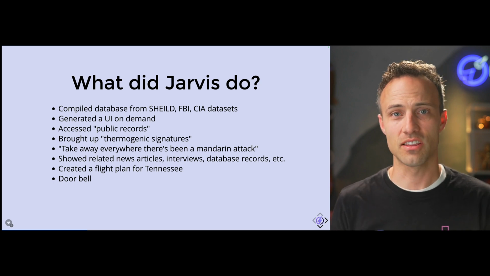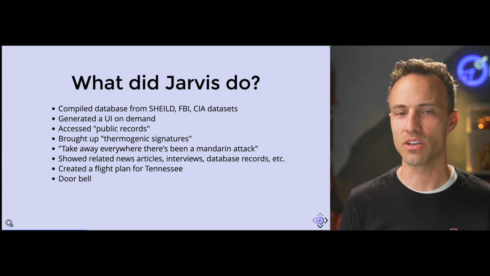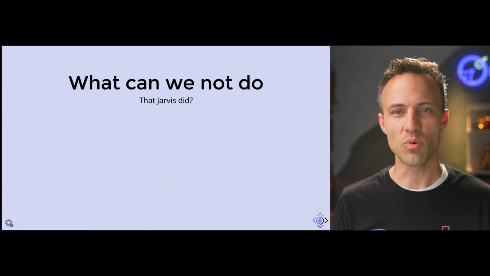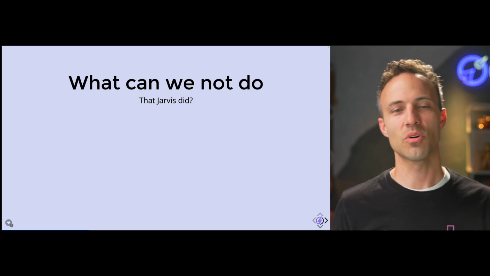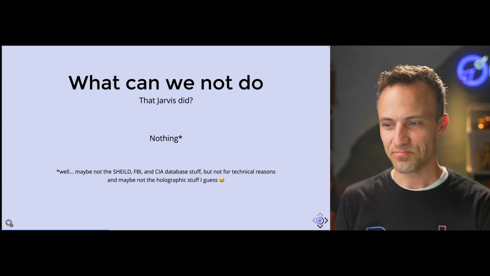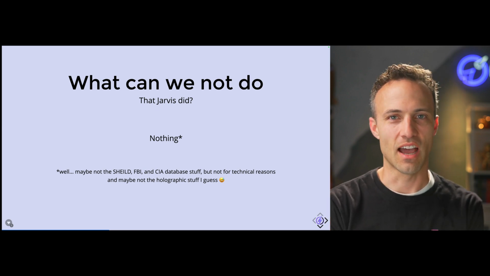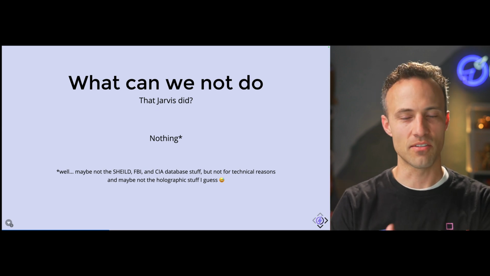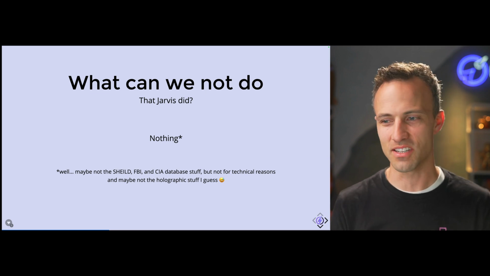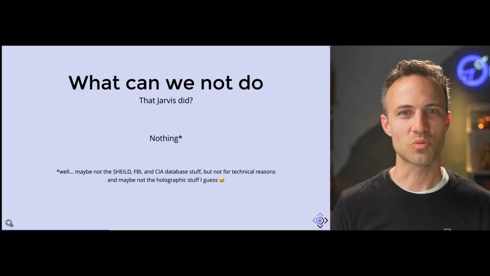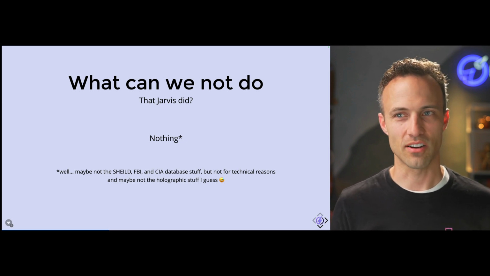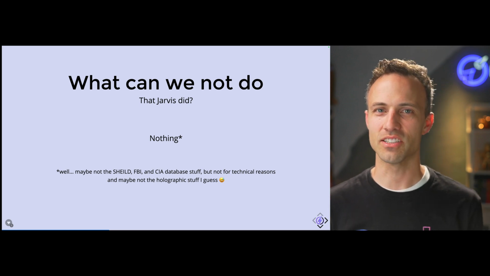Exciting stuff to think that we could maybe have some of this. And so the question is, can we? What did Jarvis do that we can't do? There were actually a couple of things. It's not just nothing. We probably couldn't create a database based off of FBI and CIA and SHIELD database stuff, but not for technical reasons. And the holographic stuff, I think we're still working out. But generating UI, we absolutely can do that, and people do that all the time.